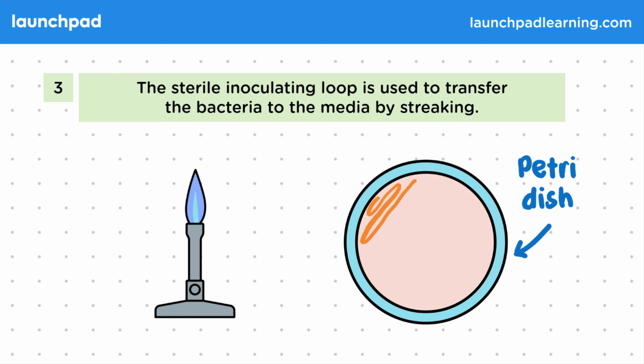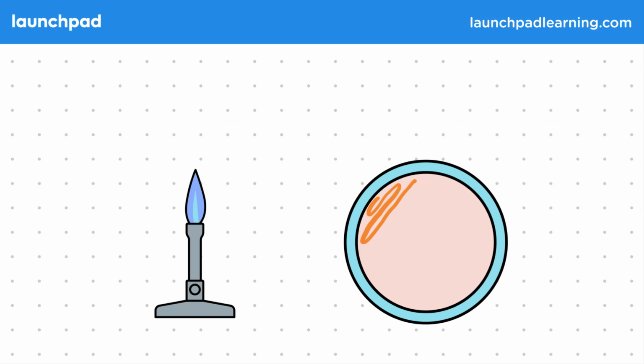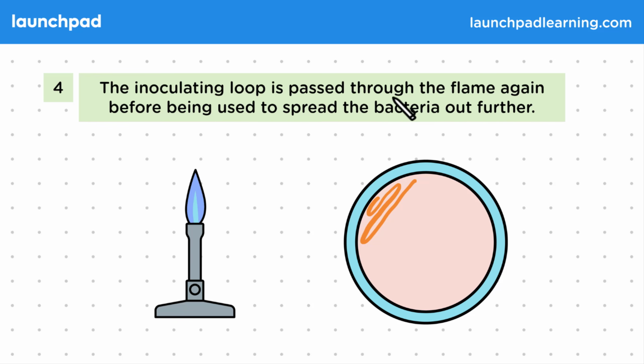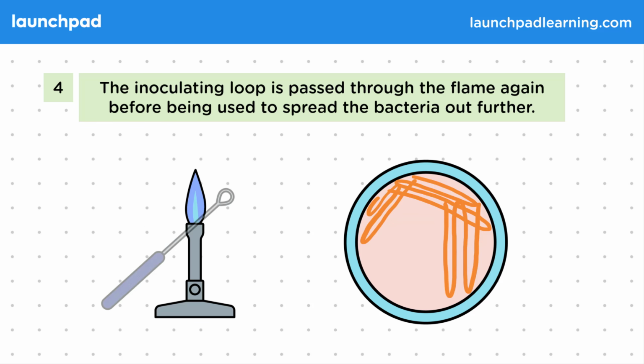You have to take care to make sure that you don't dig out or gouge the agar jelly while doing this. What's the next step? The inoculating loop is passed through the flame again before being used to spread the bacteria out further. So we pass the loop through the flame again, allowing it to cool down before being used for further streaks. The flaming kills the bacteria on the loop, and spreading it further dilutes the bacteria across the Petri dish.